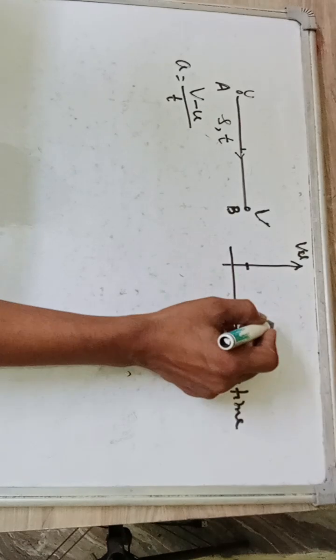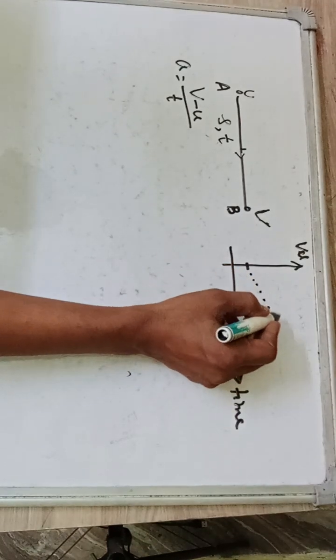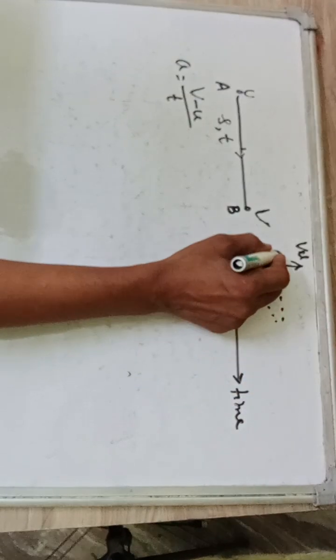u, and after certain time t, velocity became v.